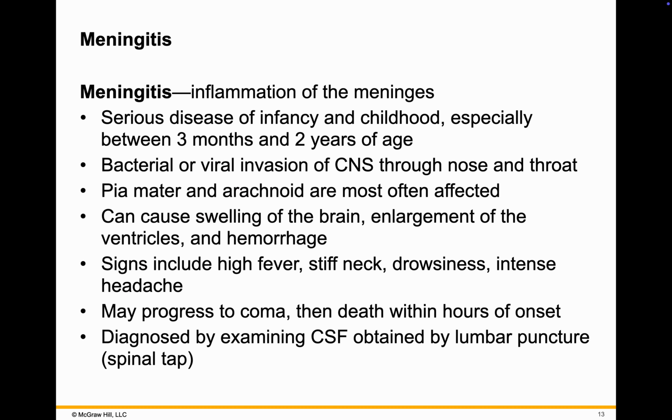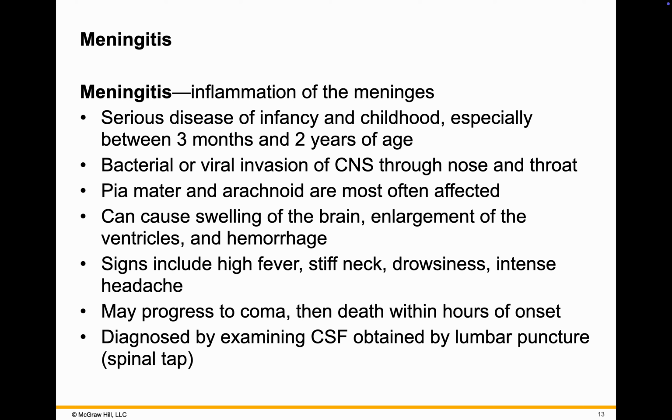Meningitis is an inflammation of the meninges. It's a serious disease of infancy and childhood, especially between 3 months and 2 years of age. It can be bacterial or viral in nature, and it invades the central nervous system, generally through the nose and throat. Pia mater and arachnoid mater are most often affected.